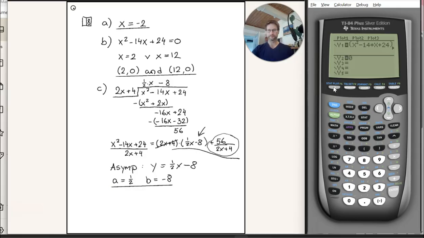And we can also put this line into the calculator by saying y equals 0.5 times x minus 8. And if we do that and look at the graph, we can check that it looks absolutely right, that the graph is approaching this oblique slanted line as x goes to plus or minus infinity.